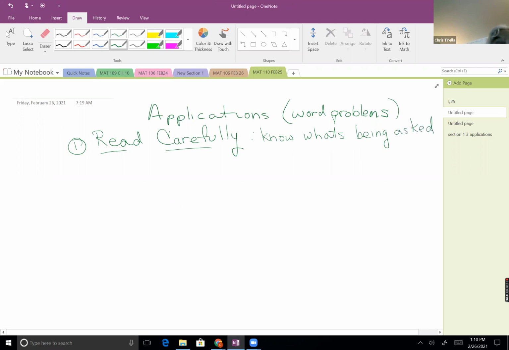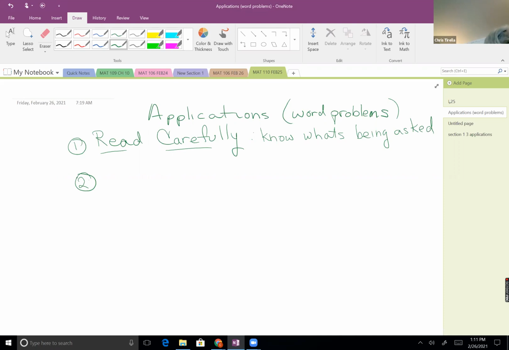And when you know what's being asked, know what information you need, what information you might not need. Then, some people like to solve problems by just guess and check, but this is an algebra class, so we're going to solve them algebraically.